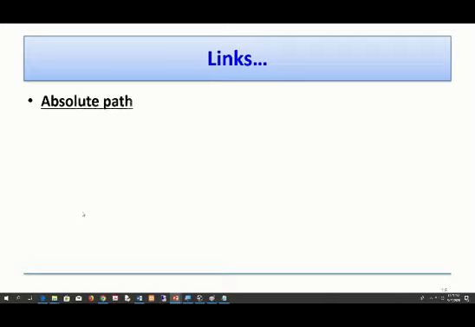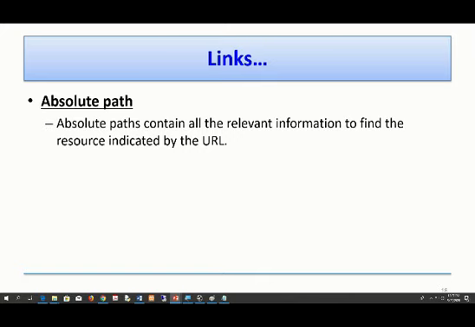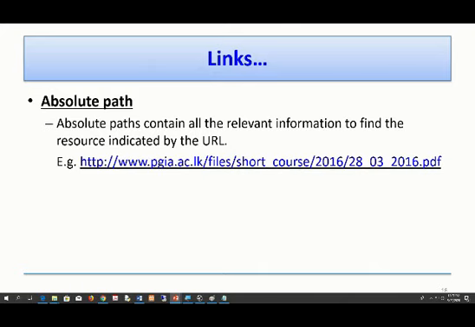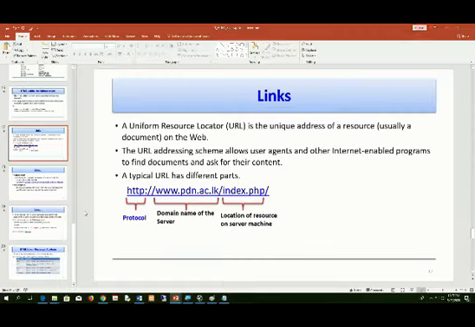So we can use this URL as an absolute path, that is the path which contains the relevant information to the resource indicated by the URL, right? Then the URL is called an absolute path. There's another way to represent the path. It is called relative path. So let's consider that relative path later.